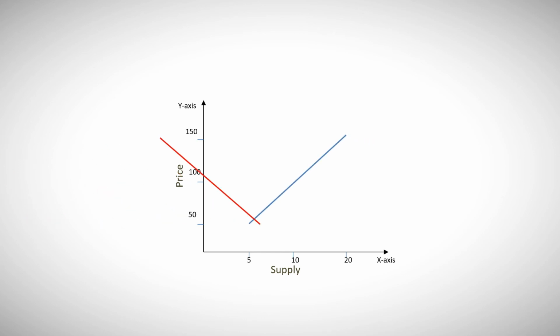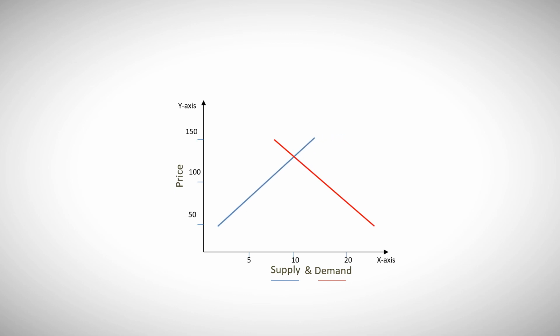Now, if we take demand and supply together, we get the equilibrium point in demand and supply. This is the point where forces of demand and supply balance. According to the shifts in demand and supply, the equilibrium point will shift and settle at a new price. If there is more demand but less supply, the prices will increase. But if there is more supply and less demand, the prices will fall.